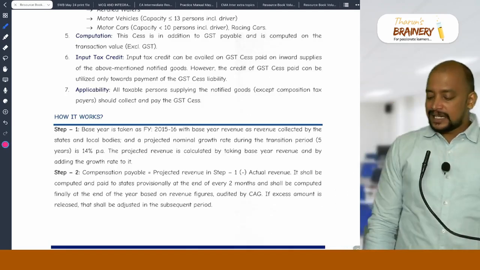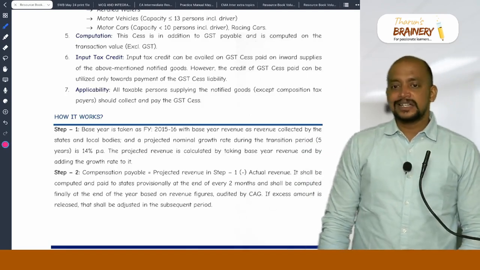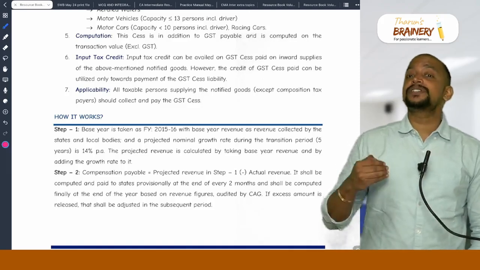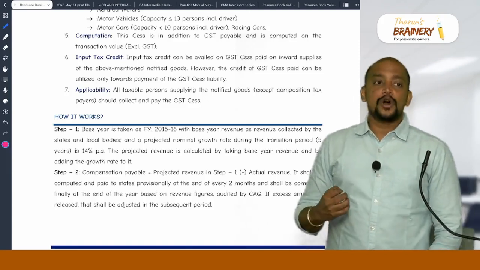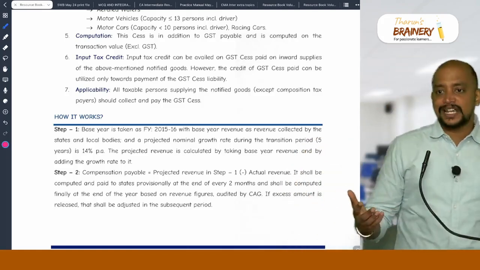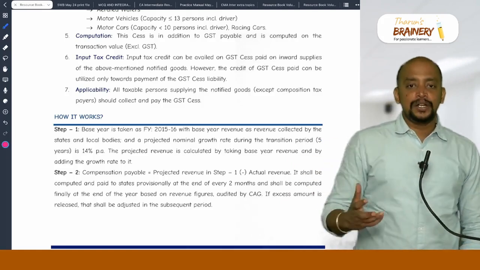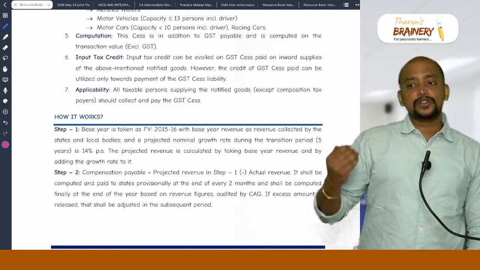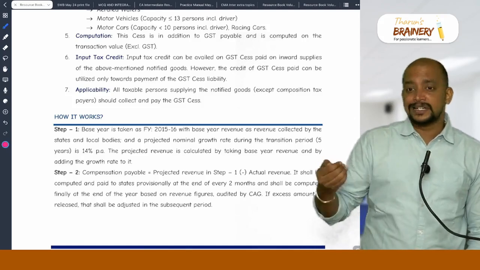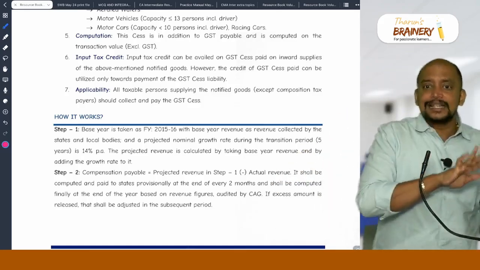Then applicability: for all notified goods supplied by any supplier, GST compensation cess is applicable, but for a person who is opting for composition scheme, in GST there is something called as composition scheme. Rather than paying tax at the regular rates, a person opting for composition scheme will be paying tax at the reduced rates. So that's a special scheme available to some small taxpayers. These taxpayers will pay tax like 1%, 5% and 6%. For them, compensation cess is not applicable.